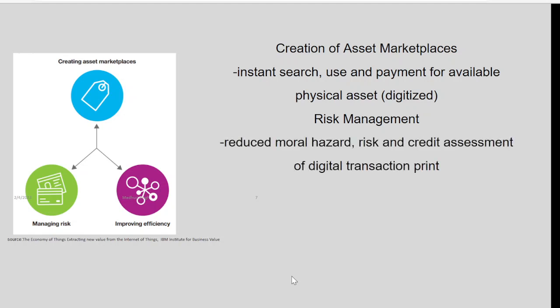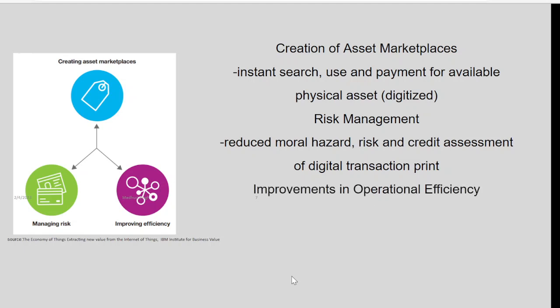which is going to reduce moral hazard and risk, and allow credit assessment of digital transaction footprint. So for all the digital transactions with a digital footprint, the data is generated there, that can be analyzed, and the risk and credit assessment can be done, which will help in reduction of moral hazard, the solution of the moral hazard problem.